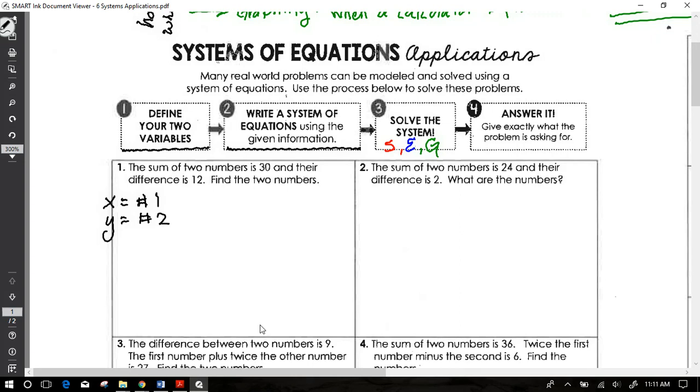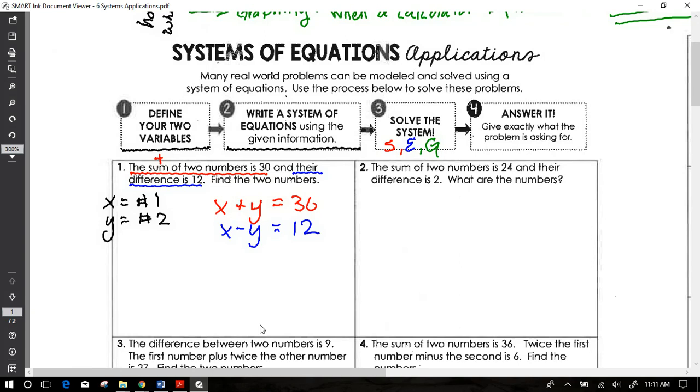Now we're ready to do step 2. Write the system of equations using the given information. So the sum of 2 numbers is 30. So if I take x plus y, it should equal 30, because sum, of course, means plus. Their difference of these same 2 numbers is 12. So it would be x minus y equals 12. So I've done step 2, which is to write the equations.